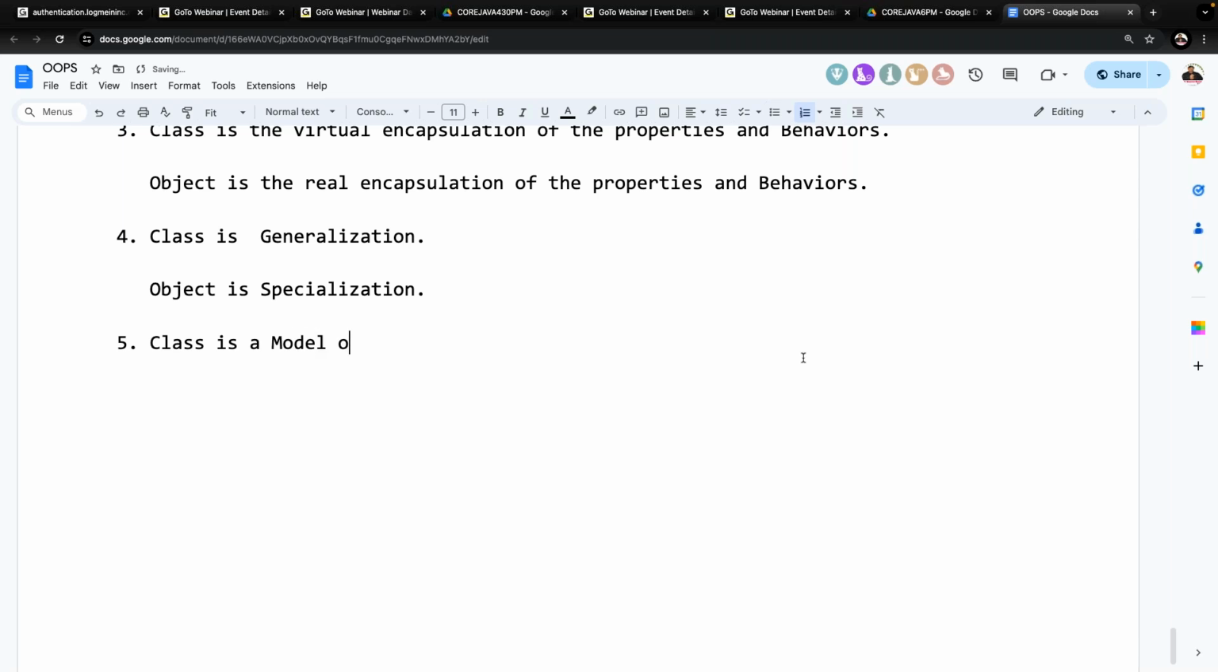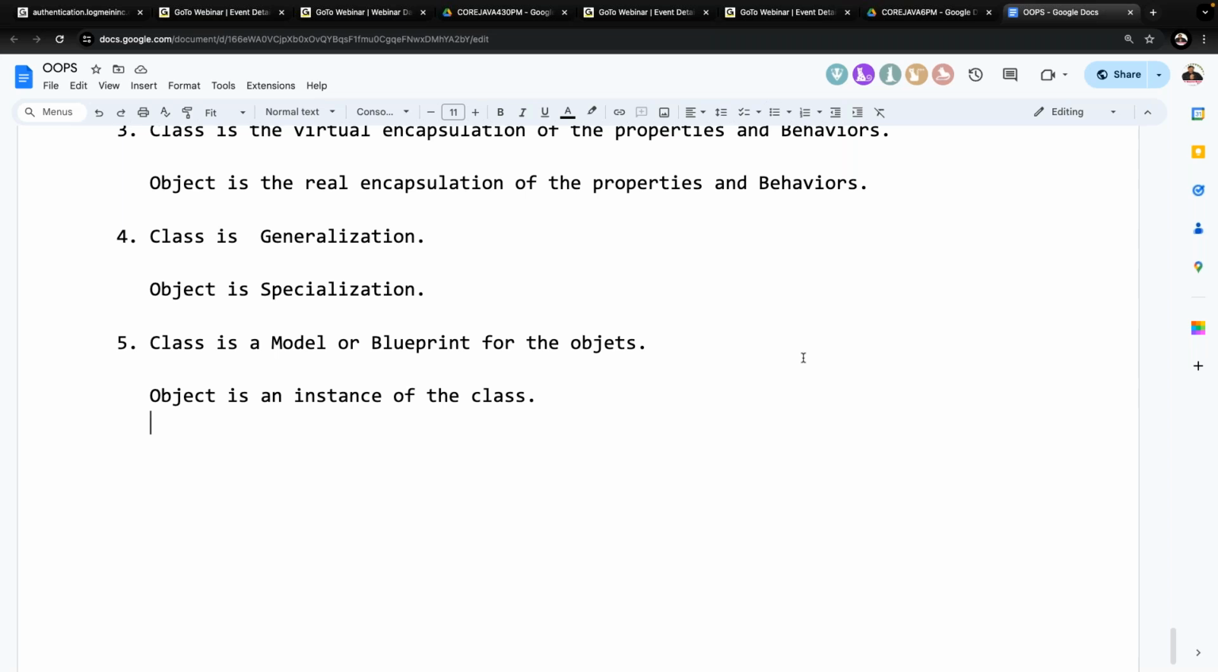Class is a model or blueprint for the objects. But what is an object actually? Object is an instance of the class. Simply, object is one appearance of the class, one physical thing of the class. So class is a model or blueprint for an object, but object is an instance of the class.